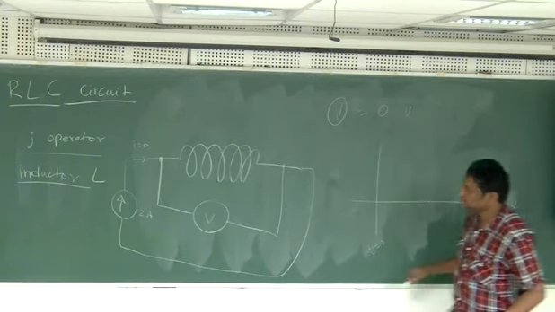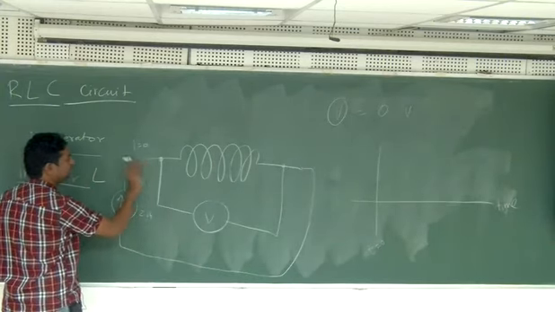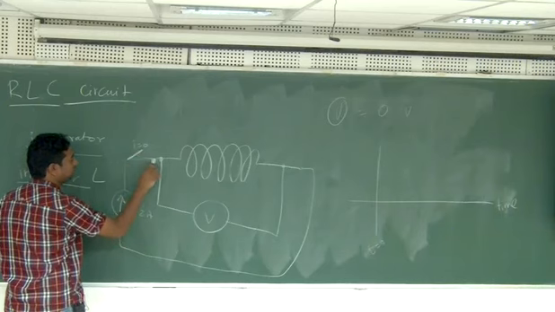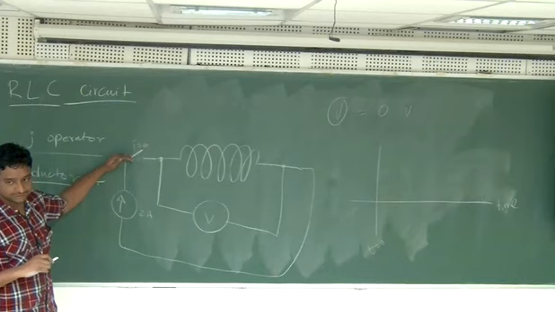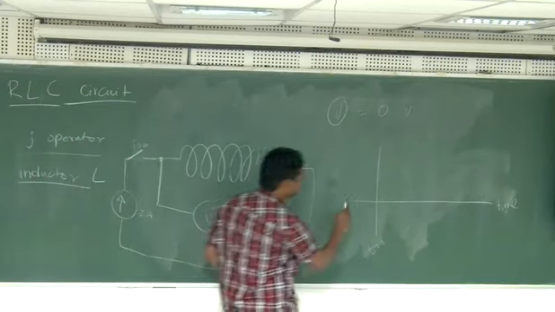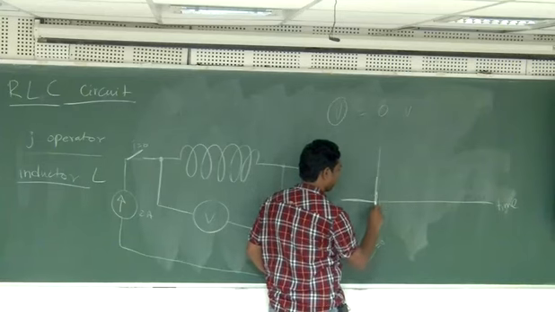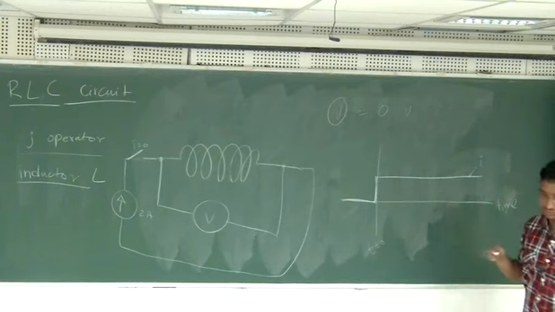And the current is, see there, I'll put a switch here to make it more clear. So at t equal to 0, I close the switch. Before that, the switch is open. So how is the current? It is like this. So this is current.